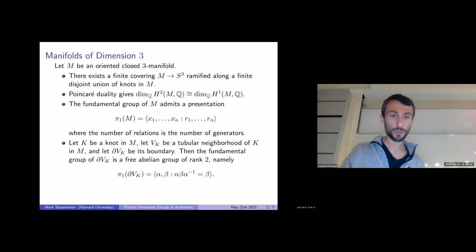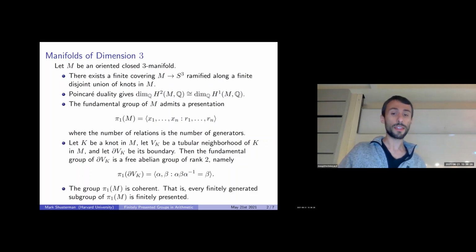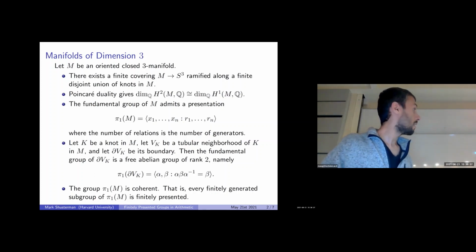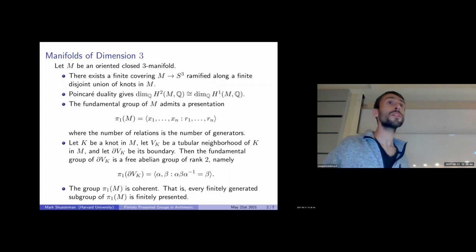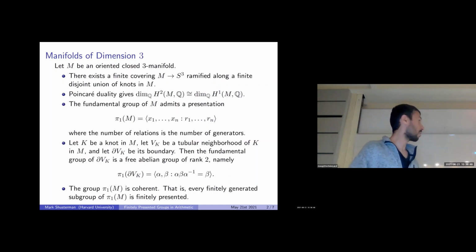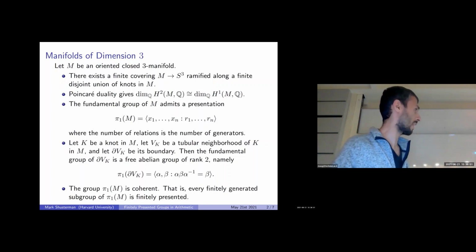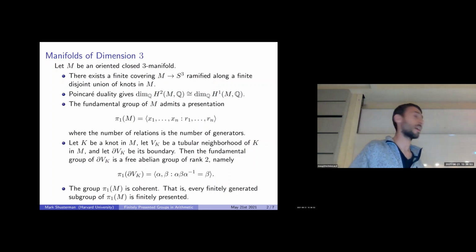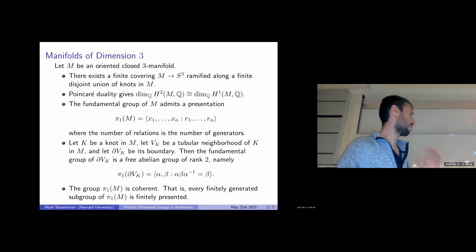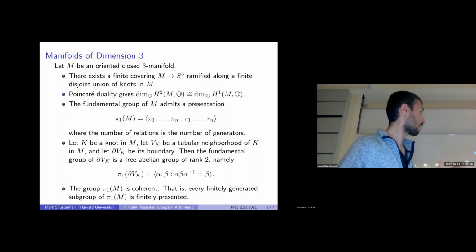And another fact, so these facts are not so closely related, but another fact that I need is that the fundamental group of the three-manifold is always coherent, namely every finitely generated subgroup is finitely presented. We already saw that the fundamental group itself is finitely presented. Moreover, every finitely generated subgroup is also finitely presented, and it's not always the case that finitely generated subgroups have to be finitely presented. There are some examples, maybe free group cross free group or something like this, but for three-manifold groups, this is certainly the case.